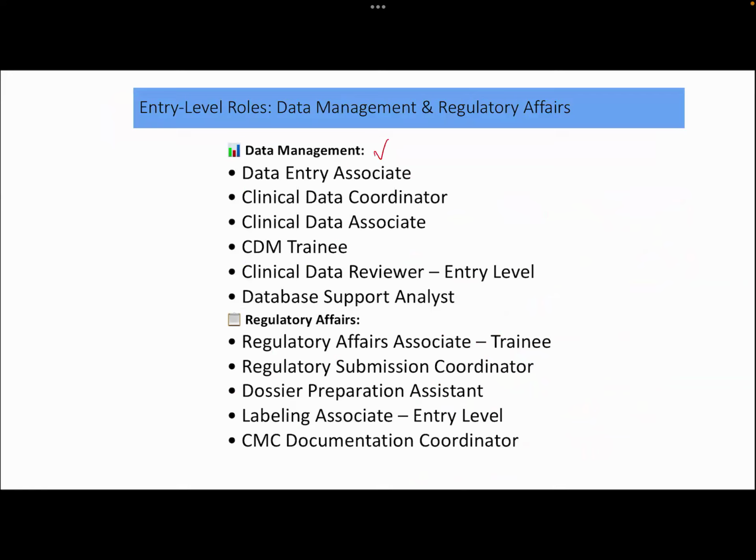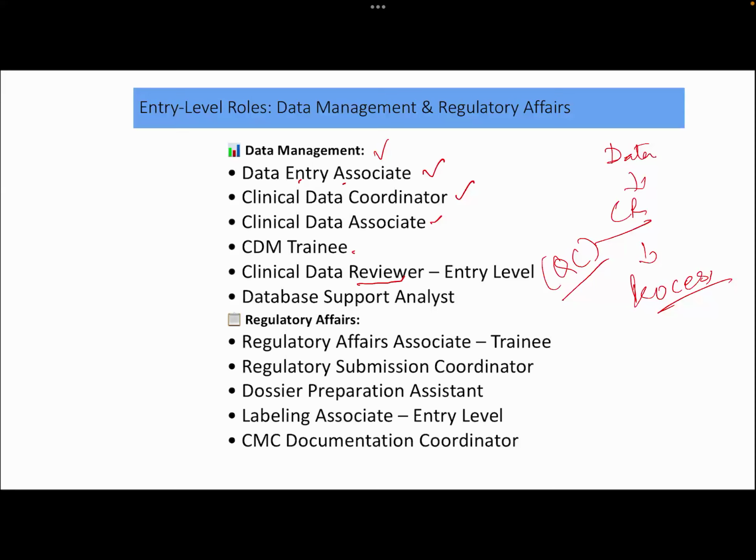CDM, because a lot of data is generated in clinical research. How do you process this data? CDM. Mostly people who are more inclined towards IT, they love these roles. Data entry associate. It's not like your other data entry type jobs. No, no, no, don't confuse it. It's a very good job. Clinical data coordinator, clinical data associate, CDM trainee, CDM reviewer, equivalent to quality control. Suppose someone has done the data entry, you will be reviewing it.